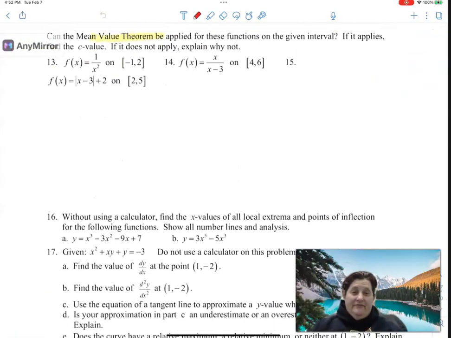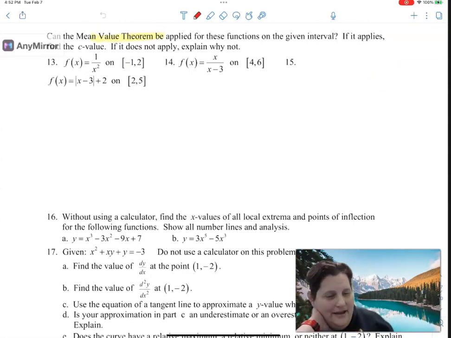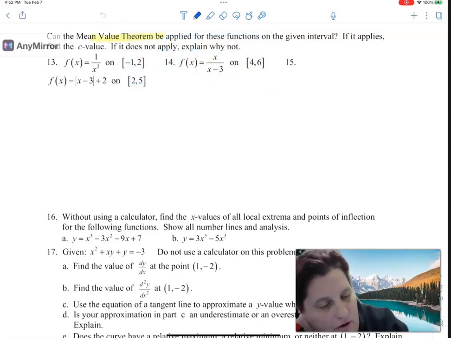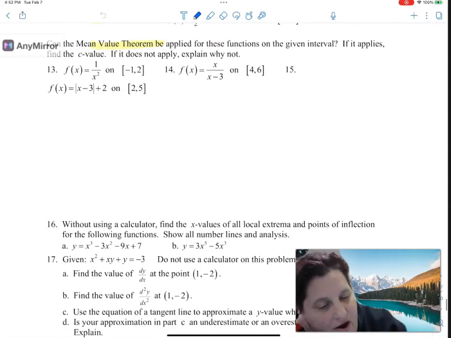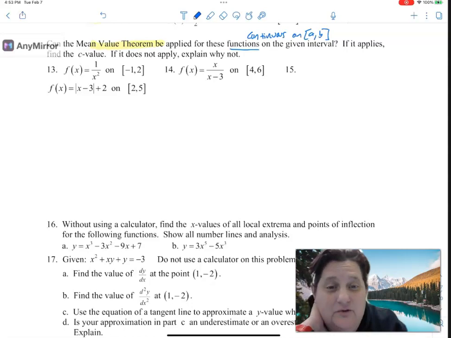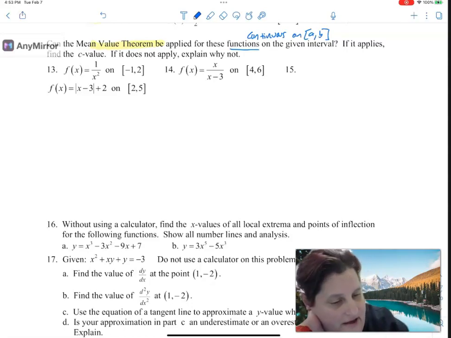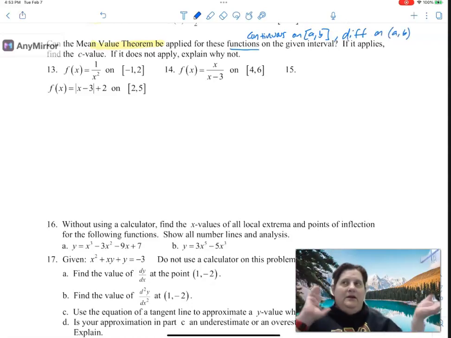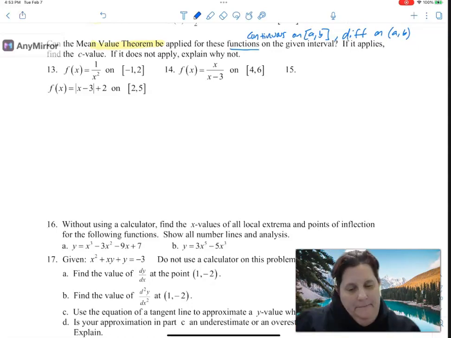Okay, mean value theorem. First of all, in order for it to even work, you always have to check if it can work or not first. Your function has to be continuous on the interval it gave you. Continuous means no asymptotes, no holes, no jumps, nothing like that. And it has to be differentiable. In other words, you could take the derivative on the open interval, meaning you don't have to do it on the endpoints, but everything in between.